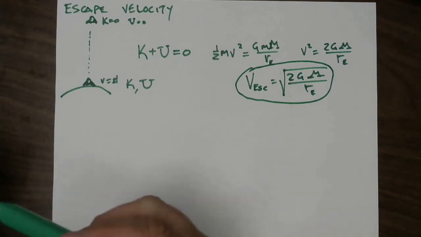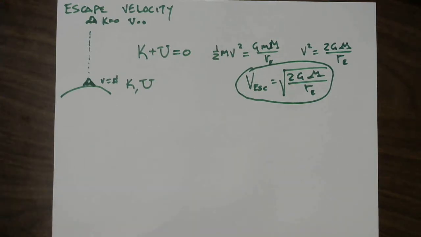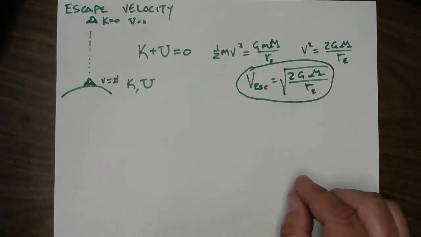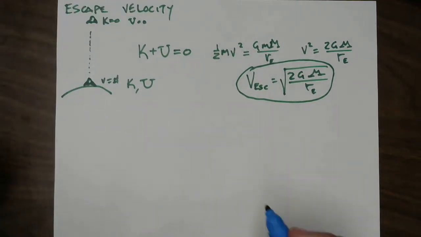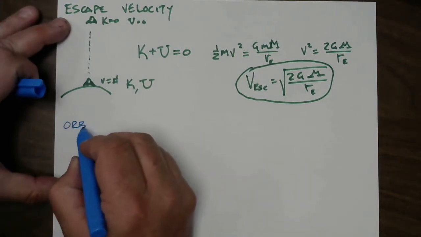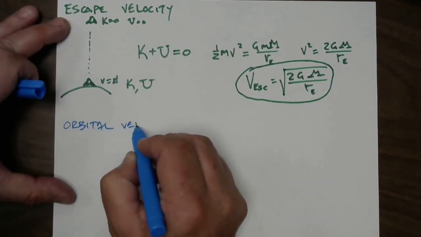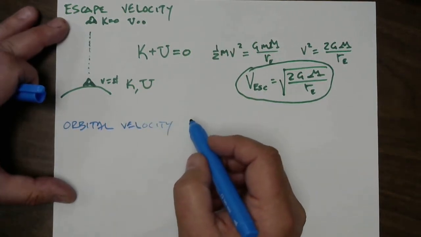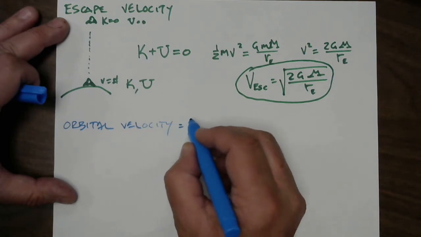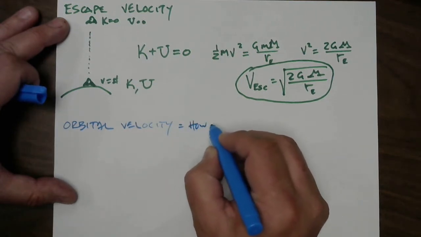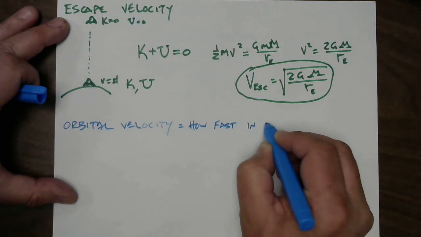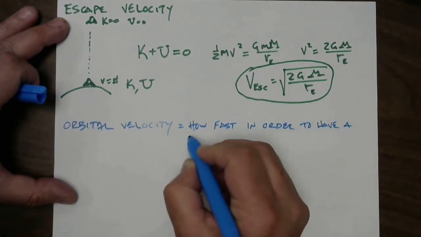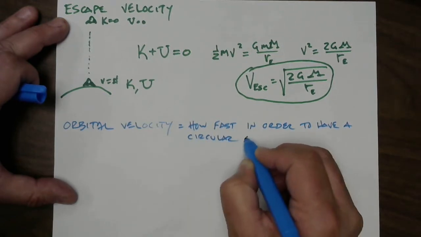Okay, if we're going to throw rockets into the air, what about if we don't throw it quite far enough for it to get to escape? What if we only throw it far enough that it goes into orbit? So we want to figure out what orbital velocity is. And there's actually an easier way to figure this out. Orbital velocity means how fast in order to have a circular orbit.